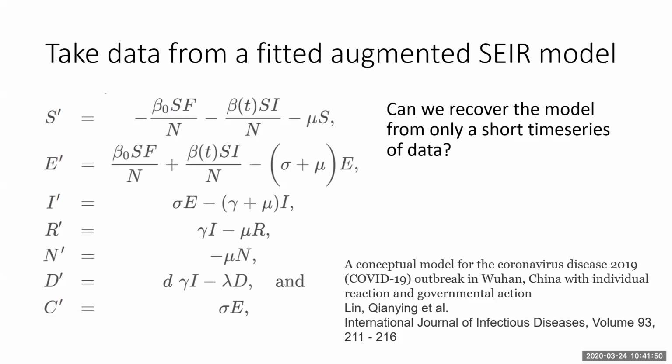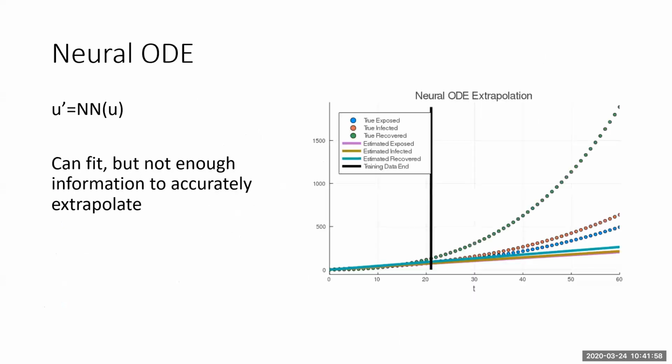So the first thing that you might want to do is just say, well, if I have data and I'm trying to find a dynamical system, let me approximate the whole dynamical system with the neural network, right? This is the first approach we might take.